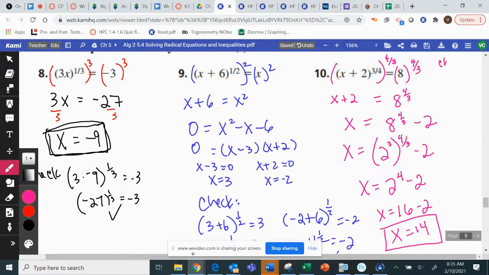Okay, and then I'm going to check it. I didn't leave myself a lot of room. I'm going to check it by doing 14 plus 2 to the 3/4 has to equal 8. So 16 to the 3/4. Sorry, there's my check. 16. So 2 to the 4th to the 3/4 is 2 to the 3rd, which is 8. Checks. Okay.